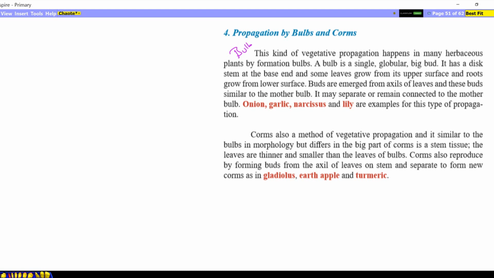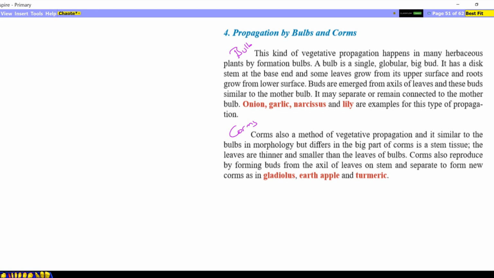Bulb and corms. This kind of vegetative propagation happens in many herbaceous plants, plants which have no secondary growth.